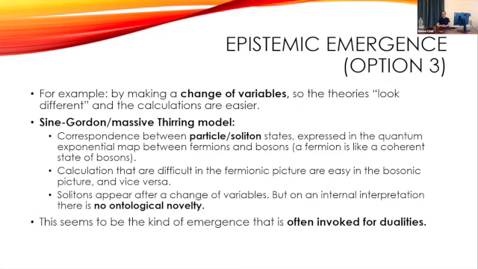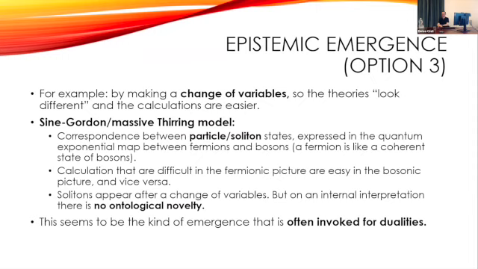But on the internal interpretation, there's no ontological novelty. Would you consider inertial motion as a candidate for ontological novelty? Inertial motion with respect to what? I mean, novelty with respect to what? I always need to compare two situations. Okay, well, it's a trick question.